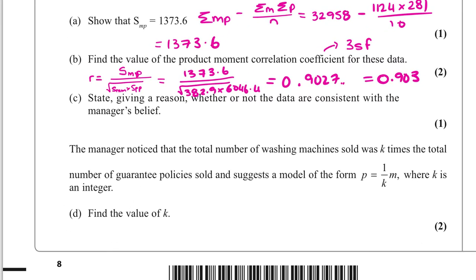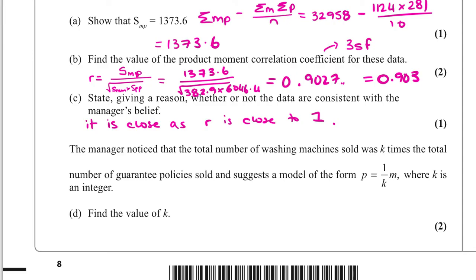Then part C says state, giving a reason, whether or not the data are consistent with the manager's belief. So the manager believes that the more machines sold, the more policies sold. He's saying there is a positive, essentially, correlation. So R is close to 1, right? So that means the more of M is going to give us more of P. So it is consistent, as R is close to 1.